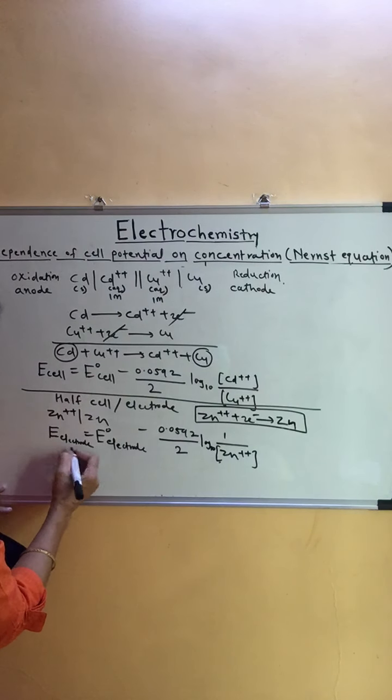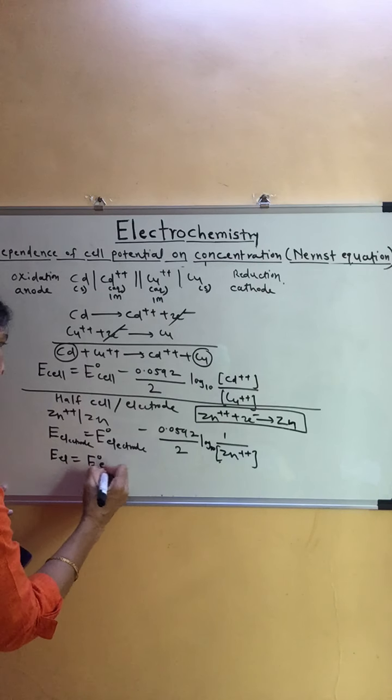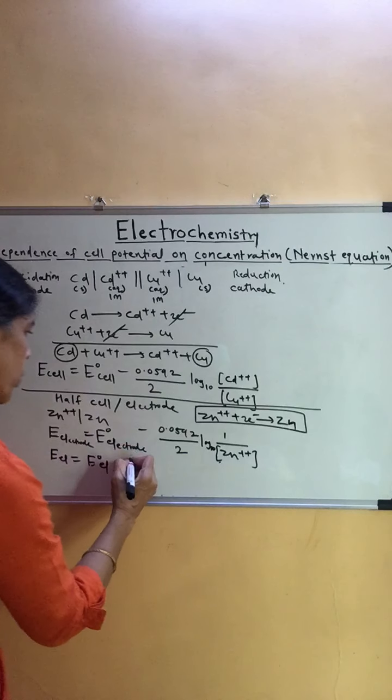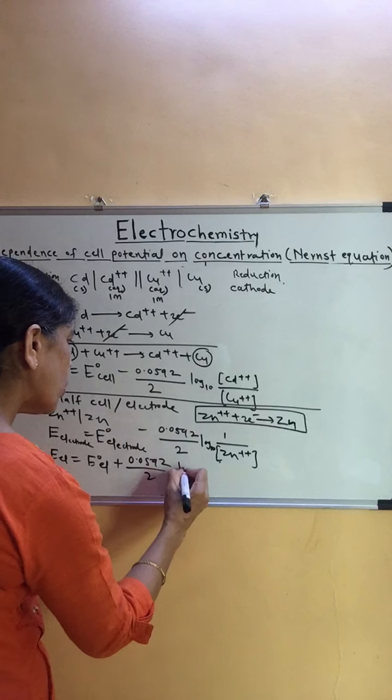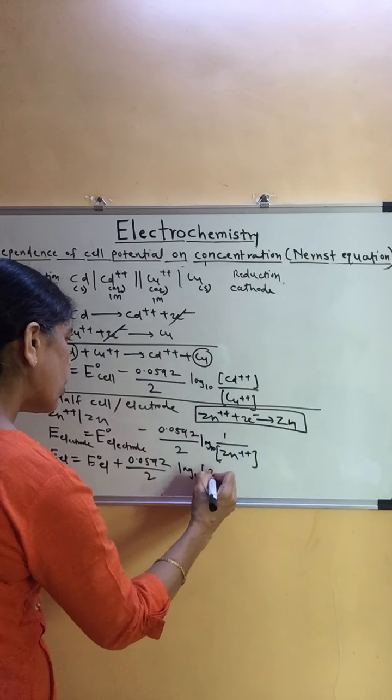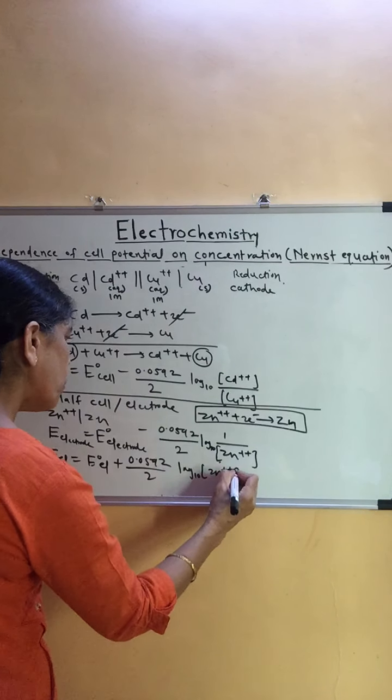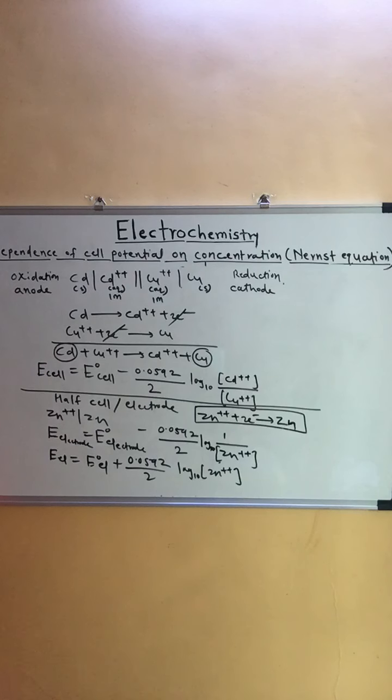Or you can write in another way also. E electrode is equal to E naught electrode plus 0.0592 upon 2 log of Zn2+ to the base 10. Okay, both are same.